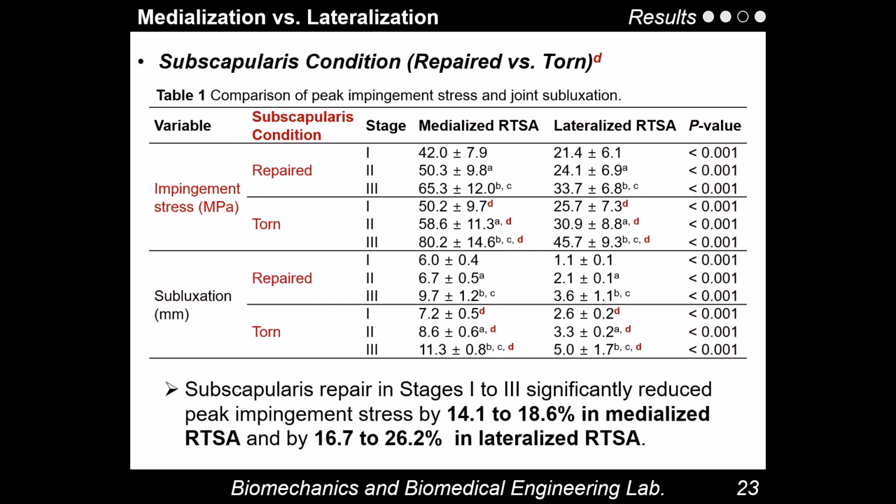Following the design comparison, let's now investigate the specific impact of the subscapularis condition on these outcomes. As highlighted in red, we compare the impingement stress between the subscapularis repaired and torn conditions within the two RTSA models. In both medialized and lateralized RTSA models, repairing the subscapularis led to a significant reduction in peak impingement stress across all stages. As summarized at the bottom, subscapularis repair significantly decreased impingement stress in both medialized and lateralized RTSA models.